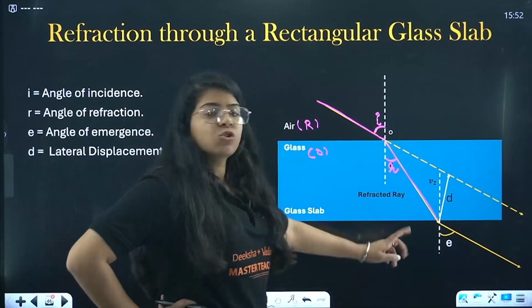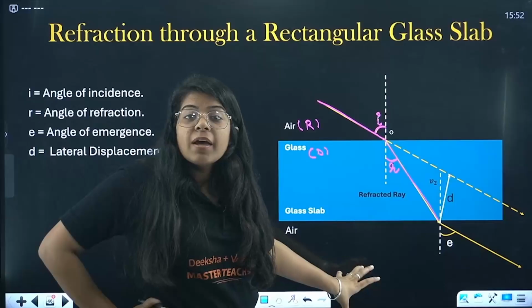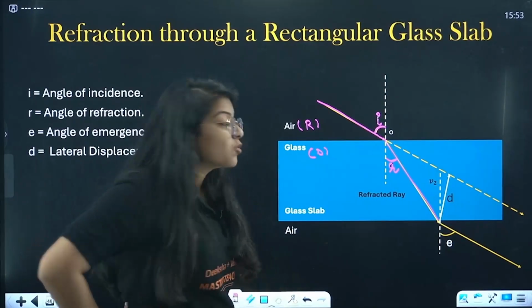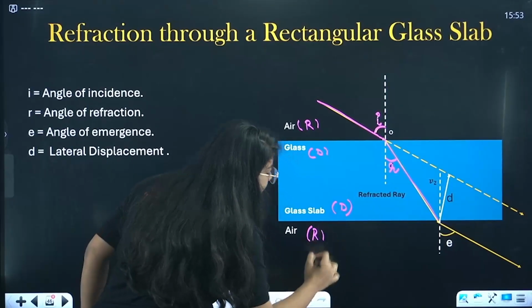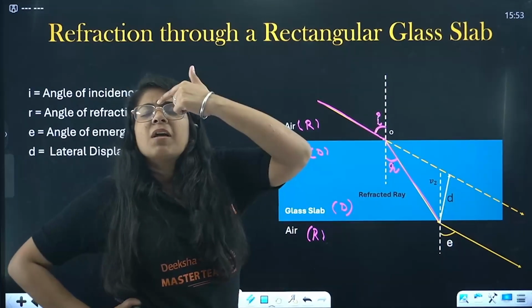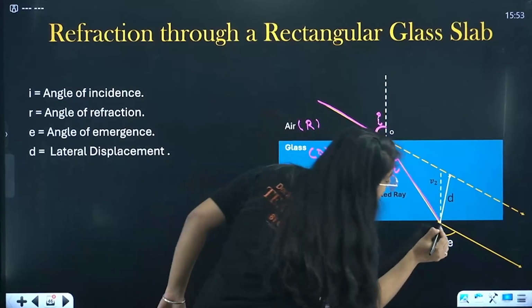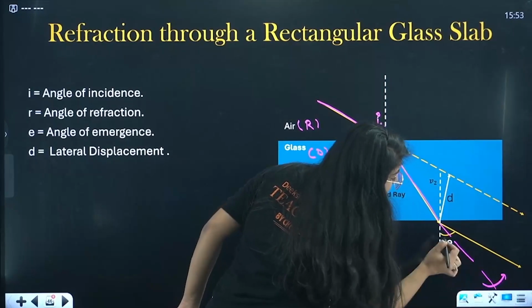But this also comes out. Now it is coming out from glass into the air, so it is going from denser to rarer medium. From denser to rarer medium, the ray bends away from the normal. So instead of going straight like this, it bent away from the normal.